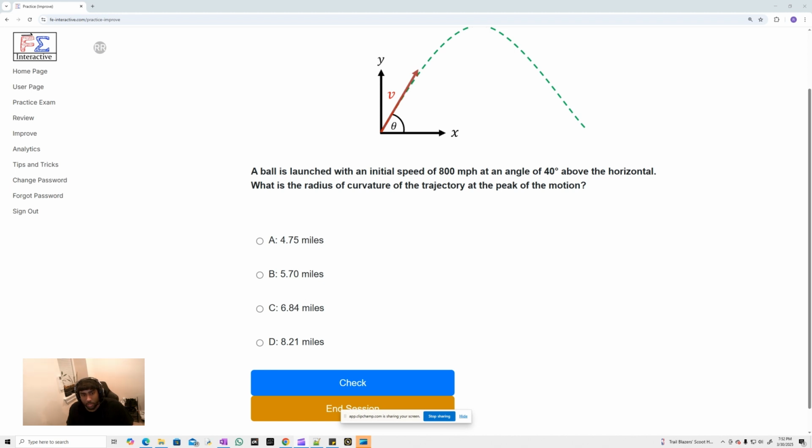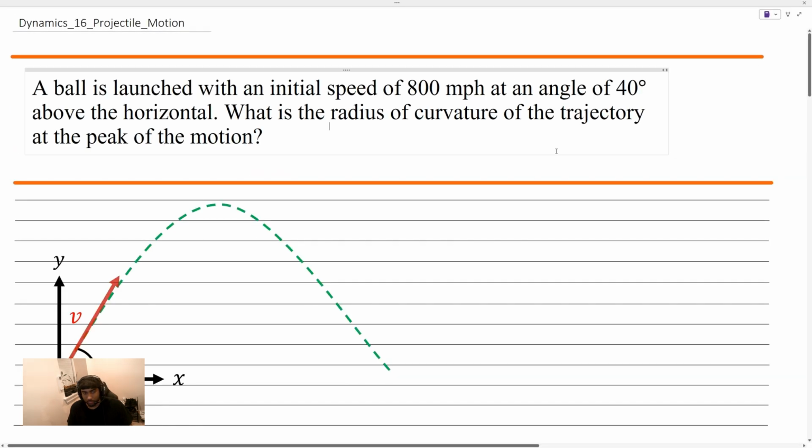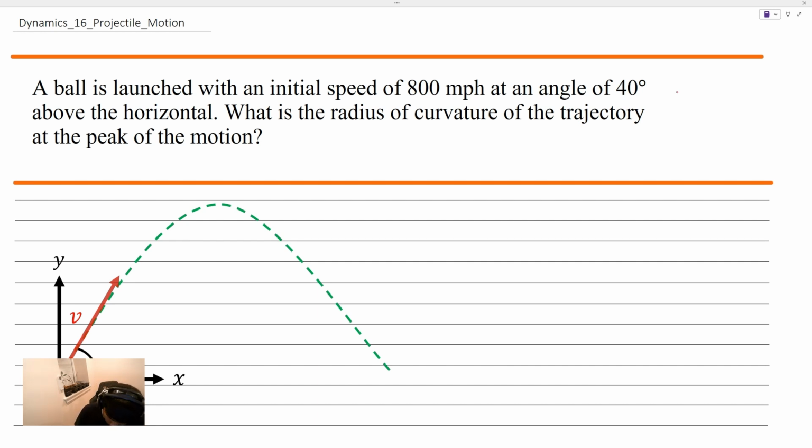It says a ball is launched with an initial speed of 800 miles per hour at an angle of 40 degrees above the horizontal. What is the radius of curvature of the trajectory at the peak of the motion? Okay, so we transferred it to a clean sheet of paper. So let's write down some of our givens.